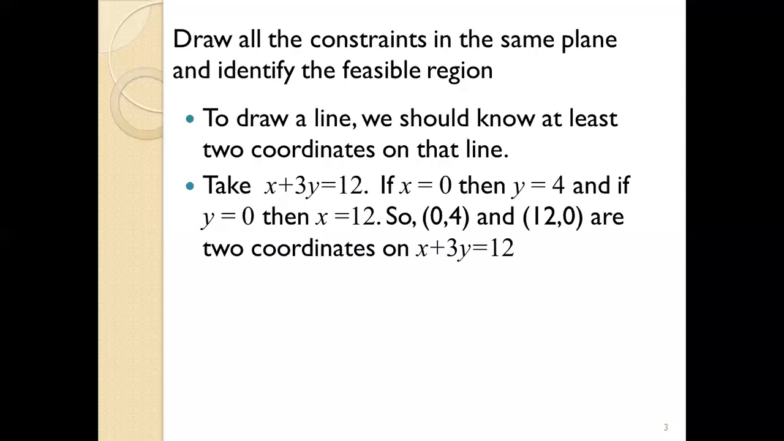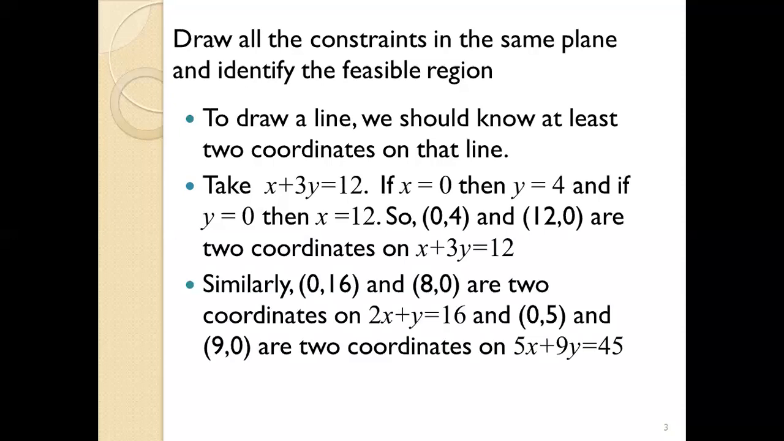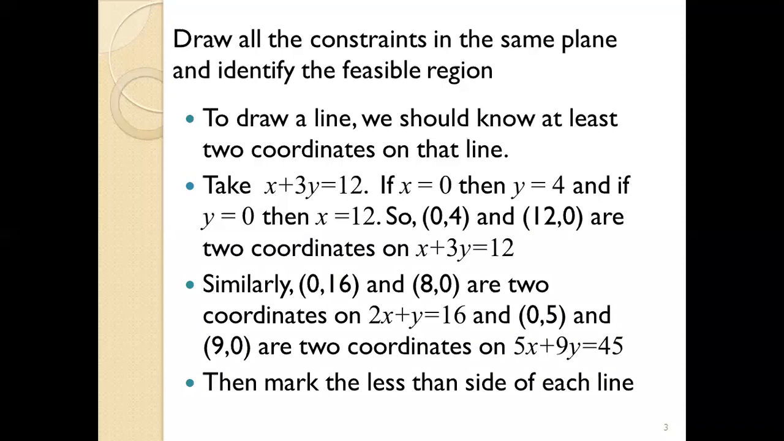Now we have 2 coordinates, (0, 4) and (12, 0). We can plot them in the coordinate plane and join them by a straight line, so that it is the line for the equation x plus 3y equals 12. Similarly, we can find 2 coordinates for each of the other 2 equations as well. Once we draw the straight lines, we can then mark the inequalities.